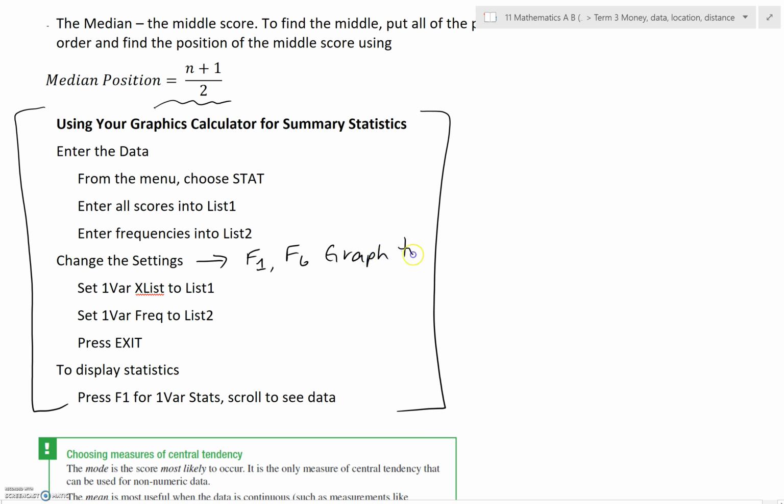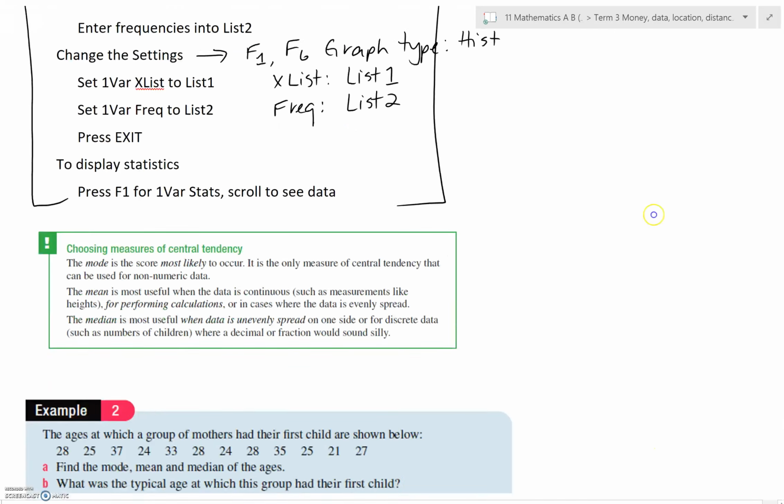You want a graph type, histogram, and when you get to this bit, it will say X list. You want it to say list 1, and this will say frequency, and you want it to say list 2. It's not hard, it just takes a bit of practice, so don't leave that to the last minute. Make sure you know how to do that and get help from me in class if you need to.